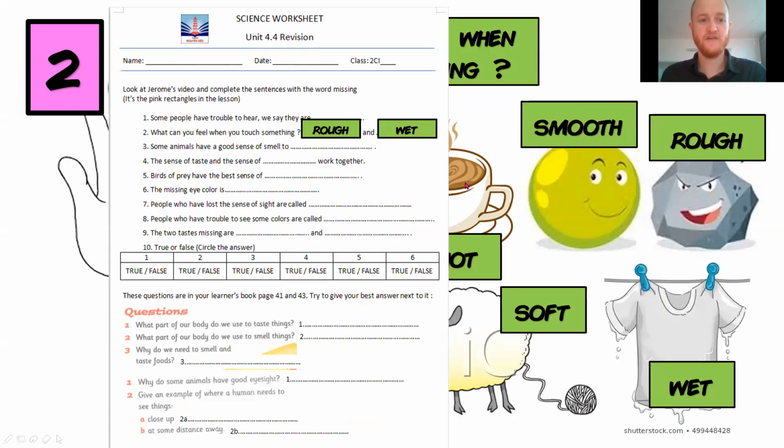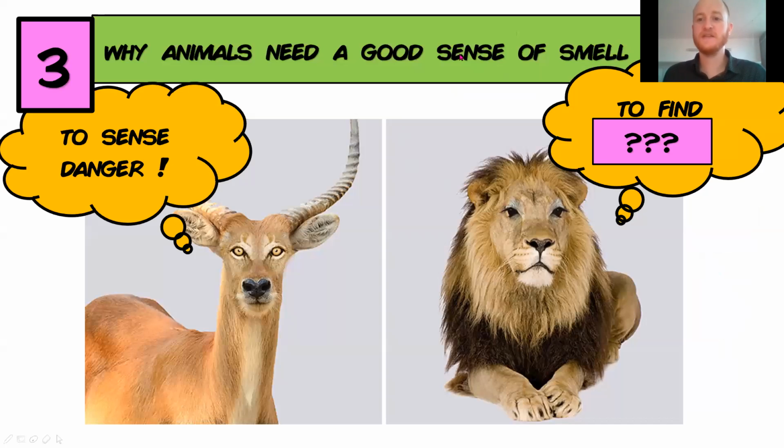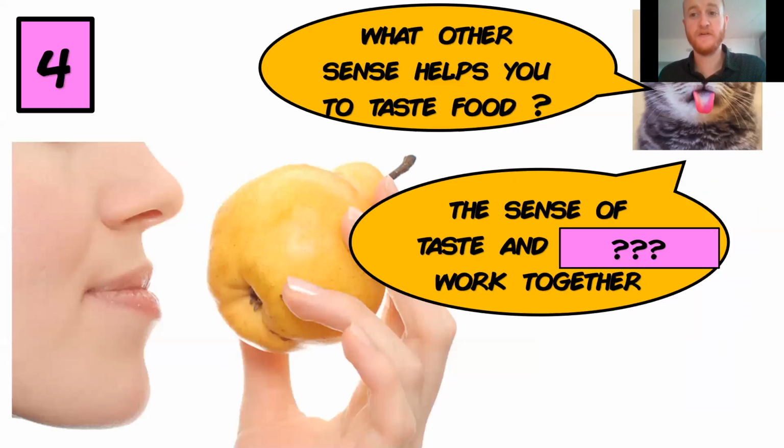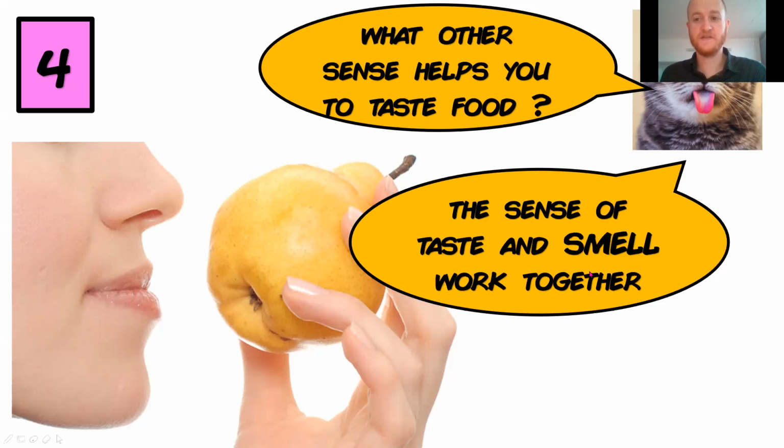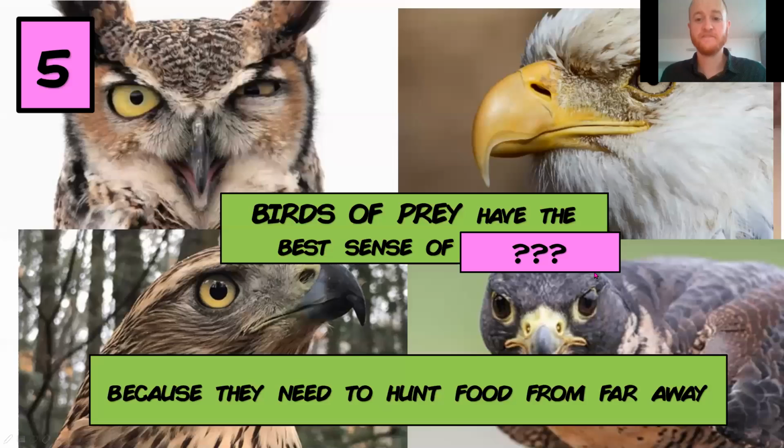We can carry on. The question 3, some animals need a good sense of smell to sense danger and to find food. Okay, because they hunt food. That was question 3. The answer was food. Question 4, what other sense helps you to taste food? Remember the experiment I did with my chocolate milk. The sense of taste and the sense of smell work well together. Okay, answer 4 was smell.